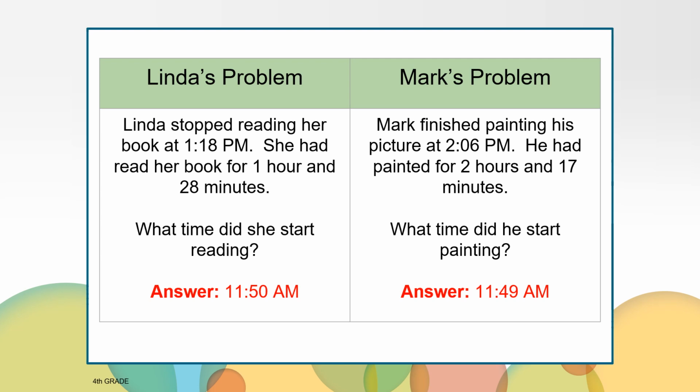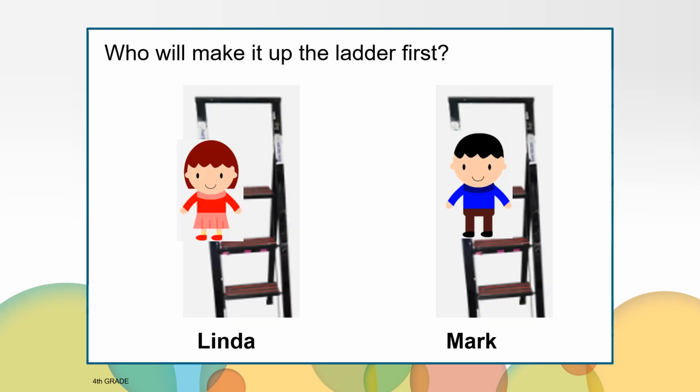In this round, the person who finished their activity first will advance up the ladder. Who finished first? Mark finished 1 minute before Linda. This is a tight race. We have one more round to go.